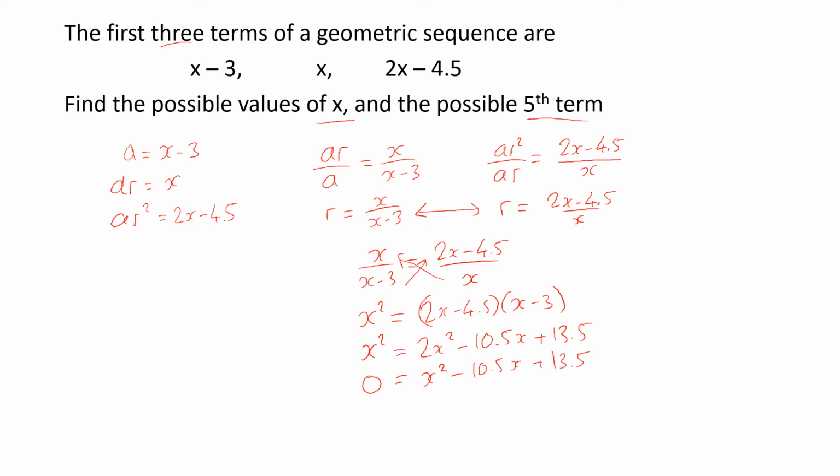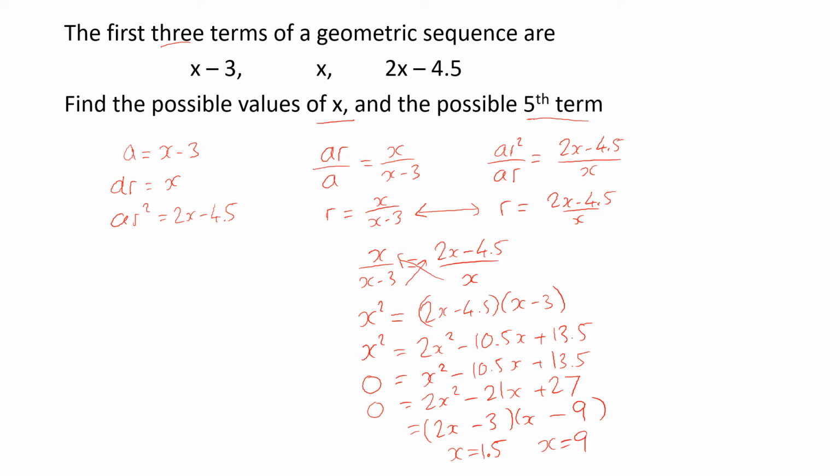Now I don't like that. You could stick that into your calculator straight away, but I'm going to double both sides so that we have something we could maybe factorize. And let's see, we should have 2x and x. We want numbers that times to 27. Yeah, it should be doable. So we can have a minus 9 here and a minus 3 here. That should work. Yep. So our possible values of x are 1.5 and 9.